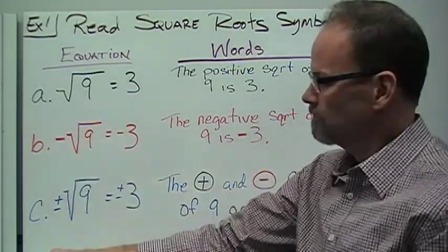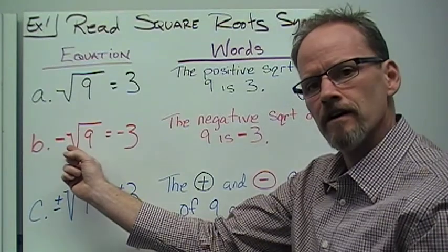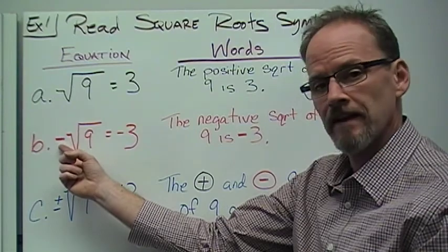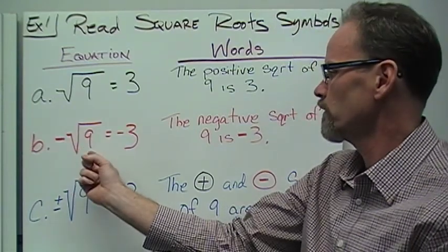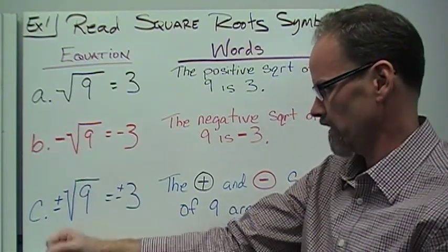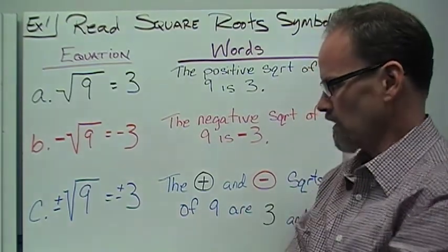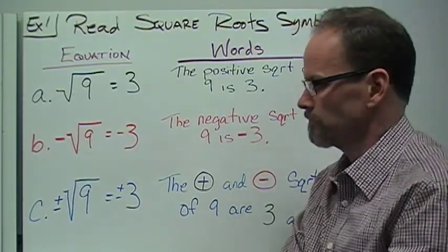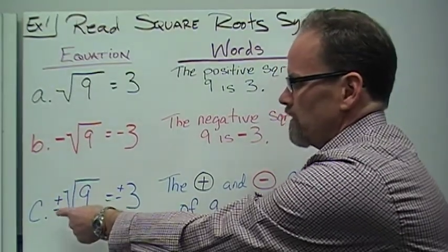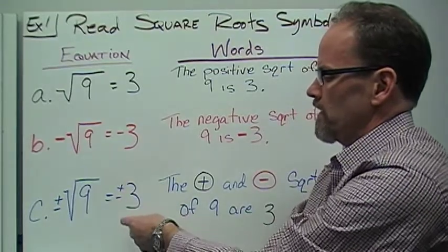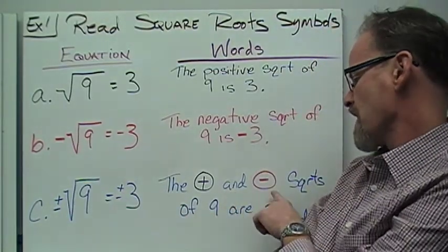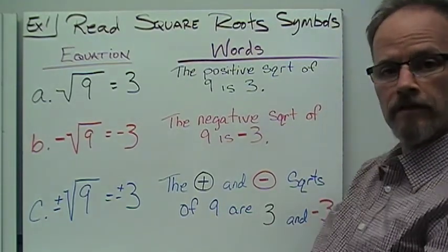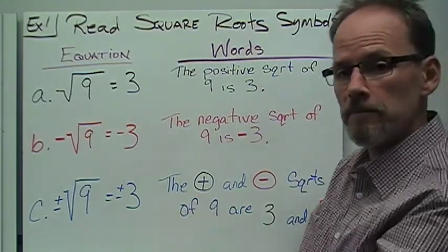In B, we have a negative in front of the square root symbol. And the way we read this is the negative square root of 9 is negative 3. Our last one here, remember what I said, we have 2 roots. Positive, negative, square root of 9 equals positive or negative 3. So the positive and negative square roots of 9 are 3 and negative 3. That's how we read them.